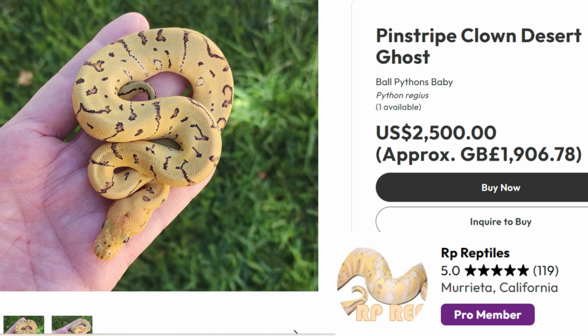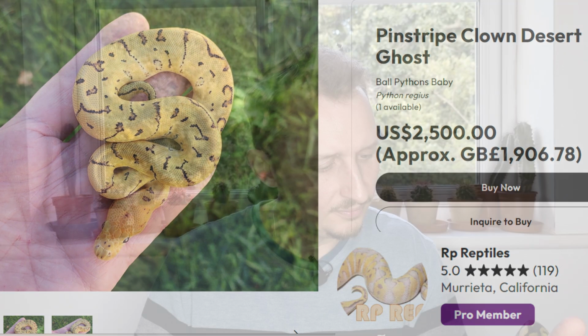It's kind of like, well, you could use other genes to get a very reduced pattern on a clown, but the way these little bits of pattern are so clean, I really think that is in part, mainly, down to how Pinstripe interacts with Desert Ghost. So again, this is a high-end morph that's been made with one of its most important ingredients, perhaps, being this cheap, dominant morph that's been around for years.